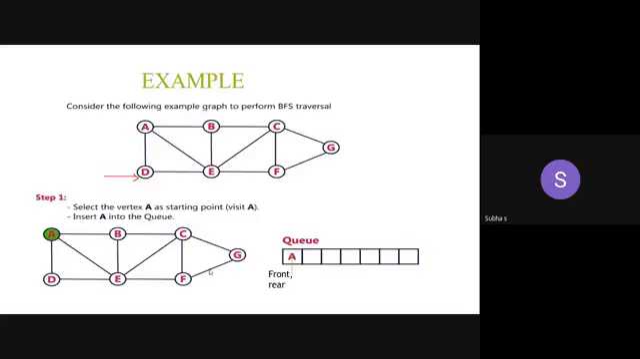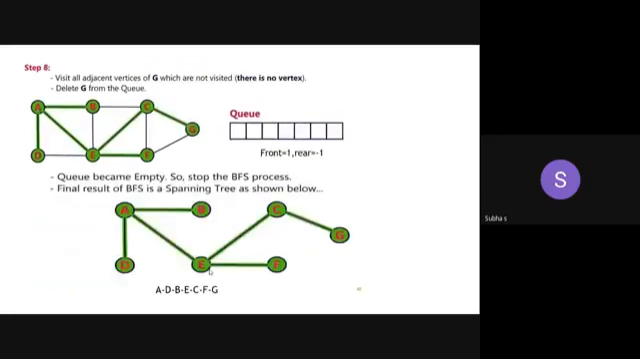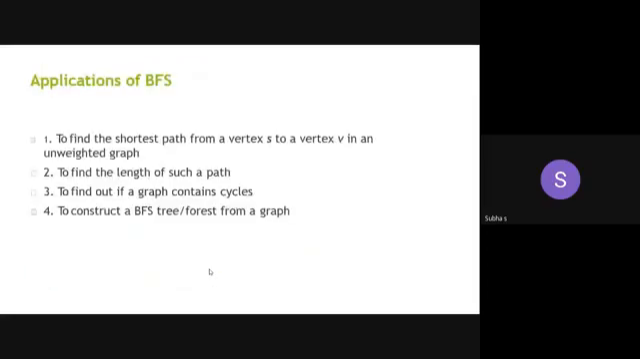If you have doubts, I'll explain tomorrow also. So these are the applications, mainly for finding the shortest path from one vertex to any other vertex in an unweighted graph, to find the length and also to check if a graph contains a cycle. If I'm coming to the same path, it means that a cycle is formed. Okay, mainly to construct a breadth first tree or forest from a graph. Forest means a collection of trees.